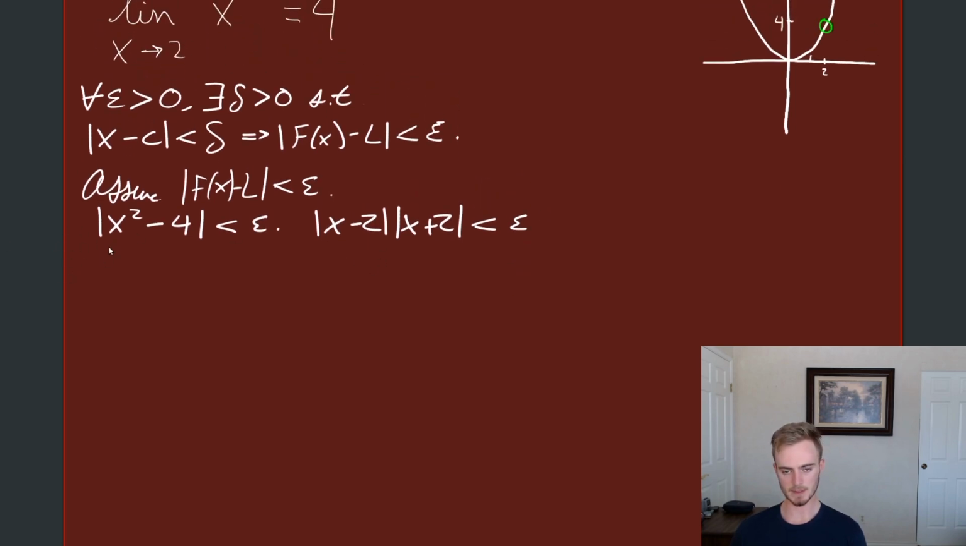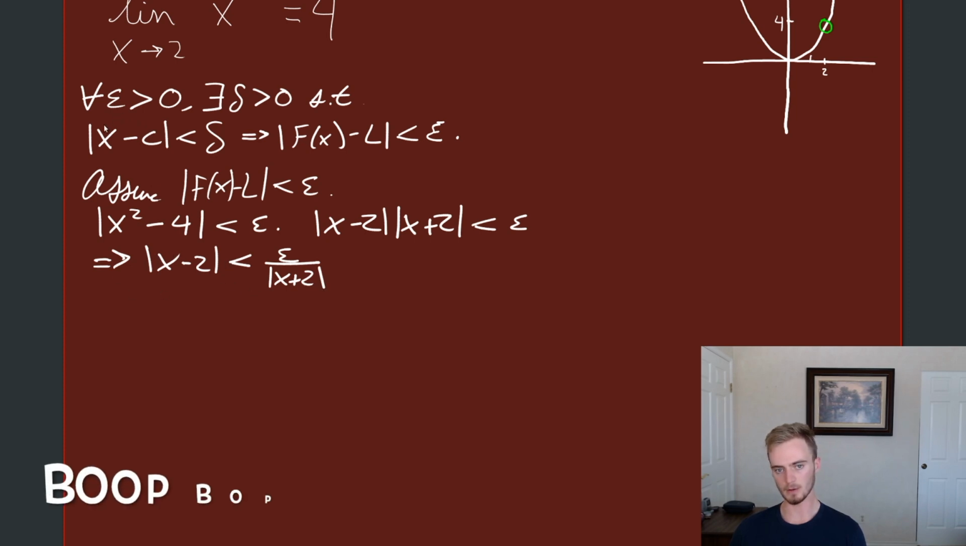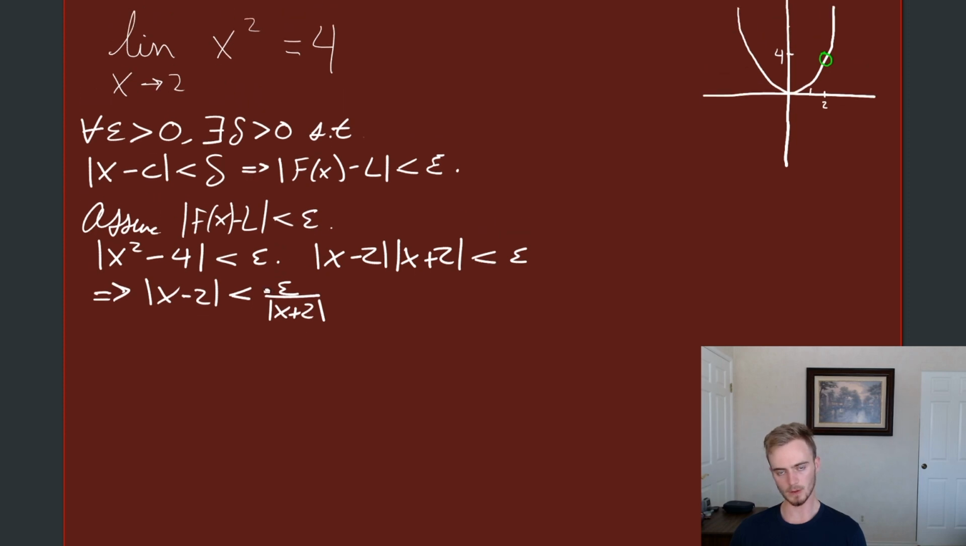So, next step. What does this imply? Well, we know the absolute value of x minus 2 is less than epsilon over the absolute value of x plus 2, right? And now, there you go, we've got it in the form we need. But wait, there's more, okay?